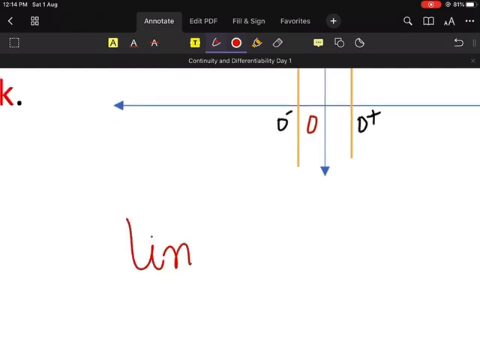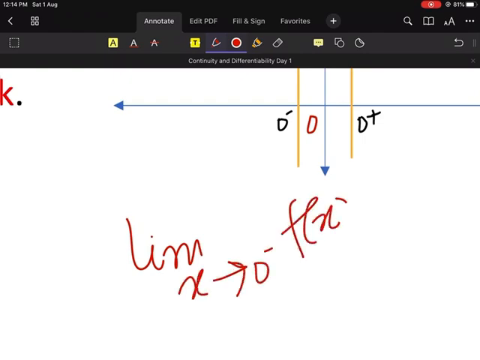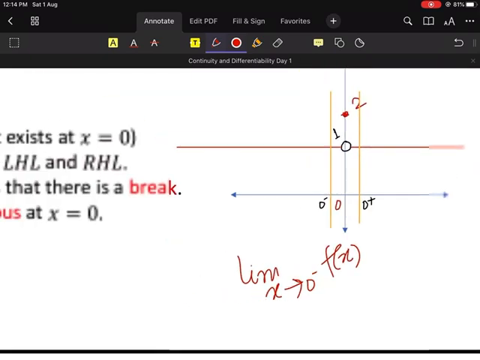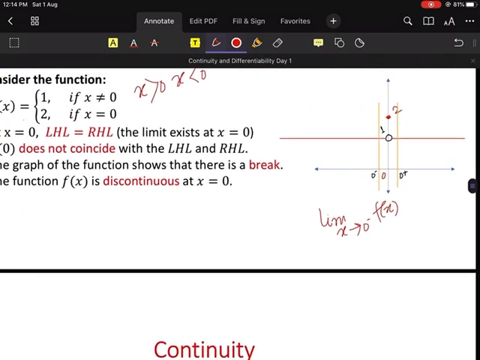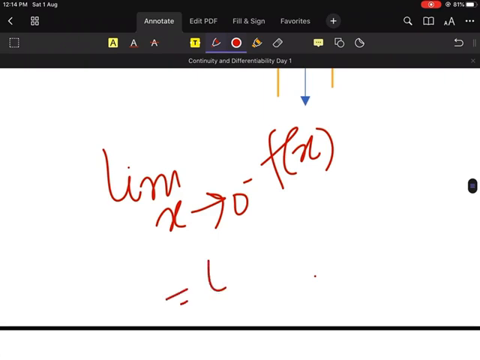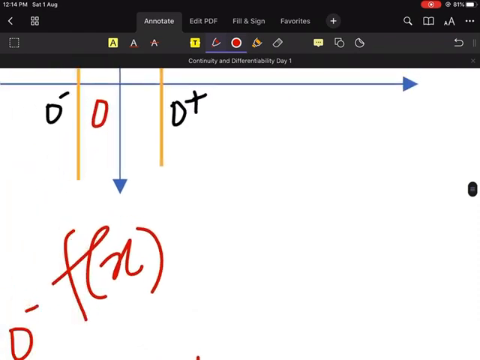Now let us find the limit. Whether it's true or not, let us check with the formula. So limit x tends to 0 minus f(x). Now 0 minus means what? Less than 0. And for less than 0, the function is what? 1, right? So this becomes limit x tends to 0 minus of 1, which is equal to 1. So left hand limit is 1.